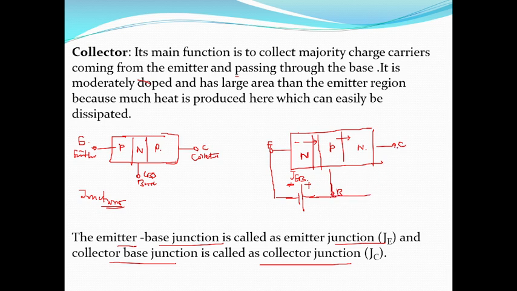Next, the collector base junction needs to collect the charge carriers, with no need to develop any charge carriers, so it should be reverse biased. Reverse biased means the P type should be connected to the negative terminal and the N type to the positive terminal. This is the collector base junction, also called the collector junction. So these are the two junctions of the BJT. The emitter base junction should always be forward biased and the collector base junction should always be reverse biased.